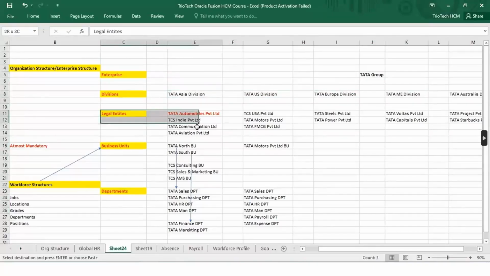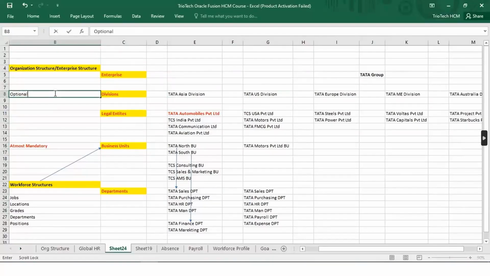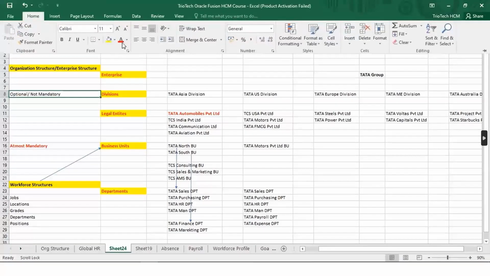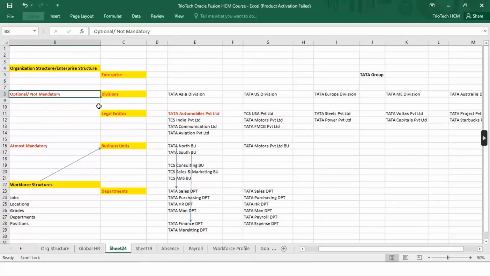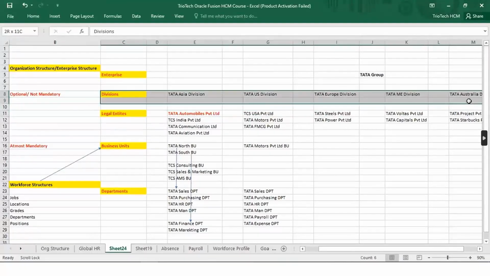Under divisions, we have legal entities. Under legal entities, we have business units, and under business units, we have departments. Coming to the concept of divisions: in the Fusion application, the concept of divisions is optional, not mandatory. In real time also, when you go in for an implementation, in many of the projects, you will be skipping this concept.